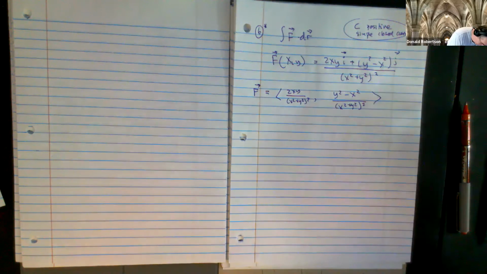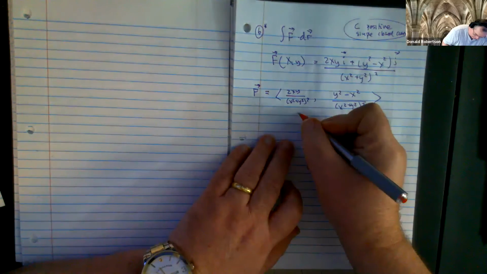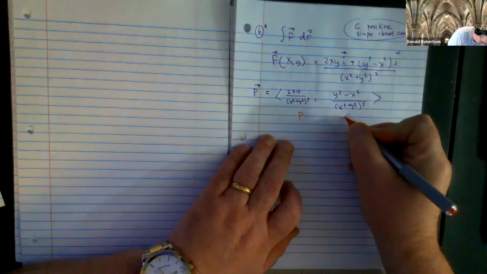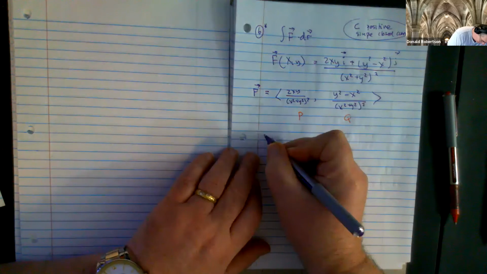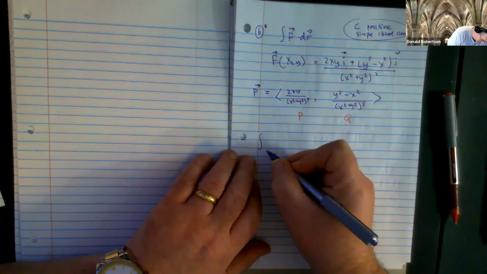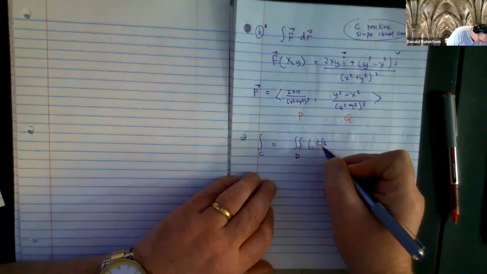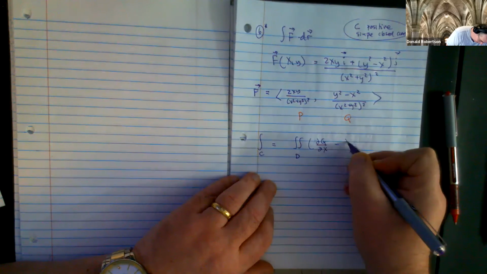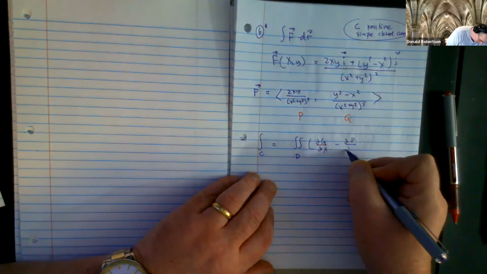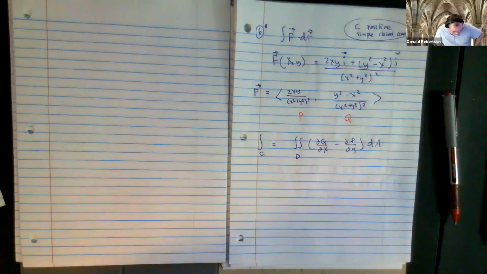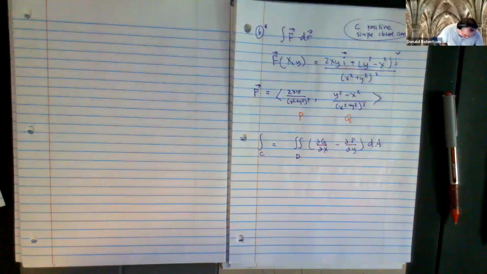So I'm going to call this guy P, and I'm going to call this guy Q. I'm not going to do the details, but I will again get, at the start, a double integral over a region D of dQ/dx take away dP/dy, dA. So who shall I pick? Let's pick just this one.